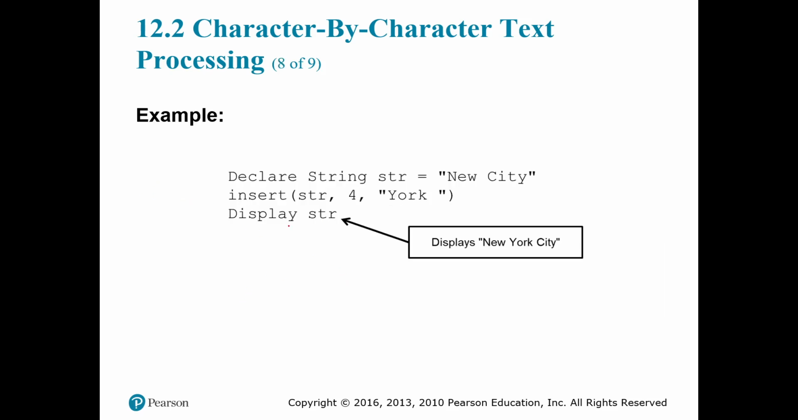So as you can see here, we declare the string a new city, and then we want to insert York into the fourth position of our string. As you can see here, 0, 1, 2, 3, 4, it's going to insert York before city. This is where it's going to insert, right before the fourth element. So this is what it would look like, New York City.